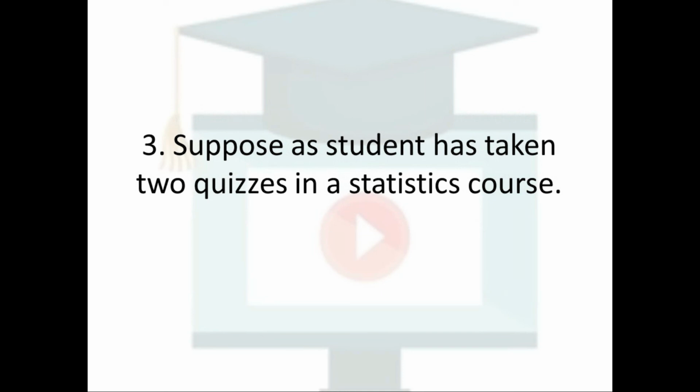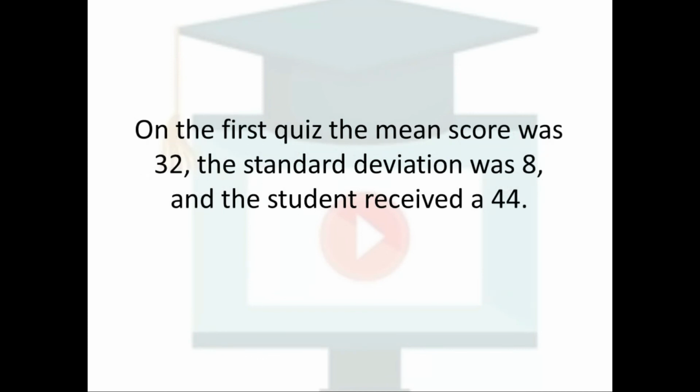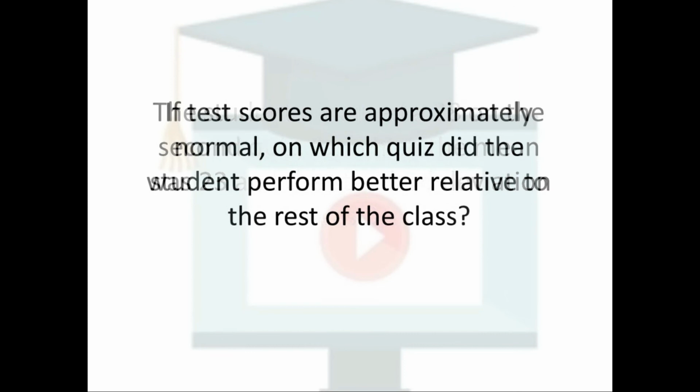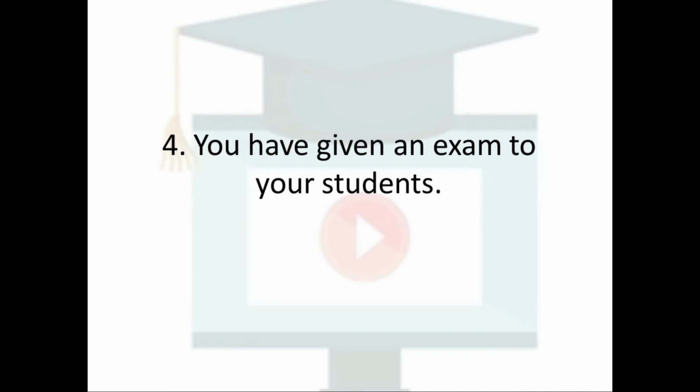3. Suppose a student has taken 2 quizzes in a statistics course. On the first quiz the mean score was 32, the standard deviation was 8, and the student received a 44. The student obtained a 28 on the second quiz, for which the mean was 23, and the standard deviation was 3. If test scores are approximately normal, on which quiz did the student perform better relative to the rest of the class?